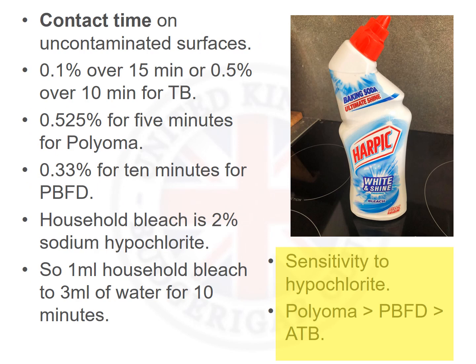Good thing this bleach actually works. Polyoma is very sensitive to it, PBFD a bit less so, ATB does take quite a lot of effort to get rid of TB on surfaces. But realistically, what we're looking for is 1 ml of bleach to 3 ml of water for 10 minutes to eliminate tuberculosis. That's uber concentrated. That's quite an expensive way of doing it, and you certainly wouldn't want your birds or yourself inhaling or being exposed to anything coming off from that.